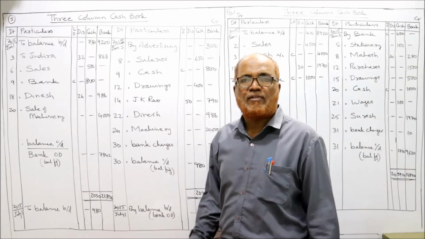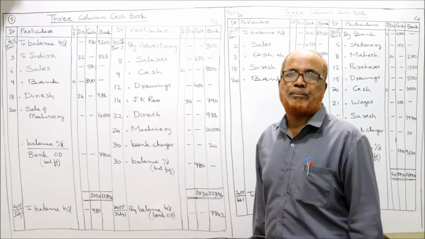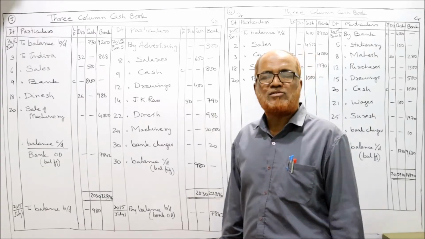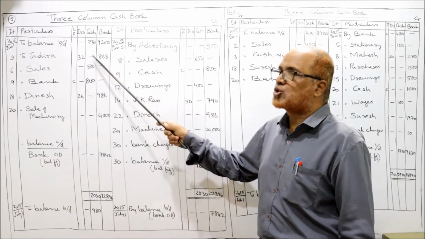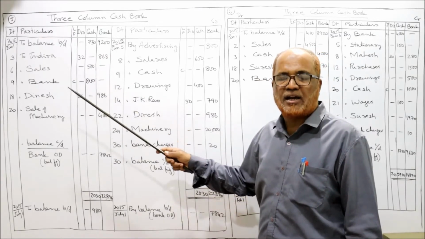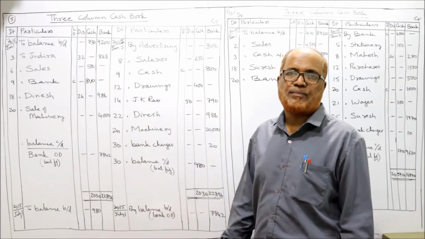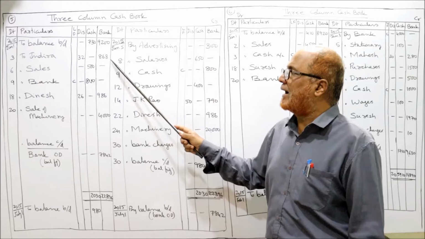Don't make mistakes while recording the transaction in the particular column. Many students will commit the mistake. By mistake 868 is written in the cash column. Your account will go wrong. So see whether it is cash received or check received. Check is received from Indra, so the check will be recorded in the bank column.